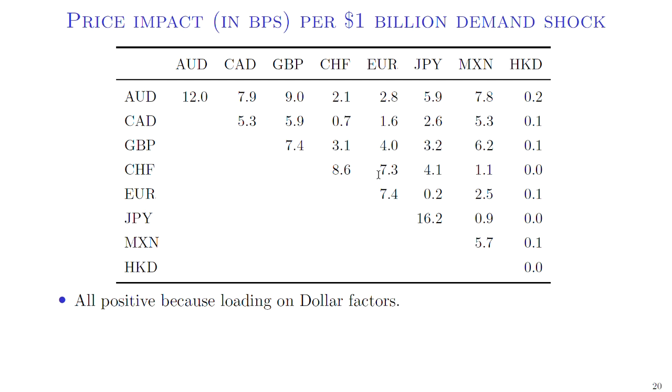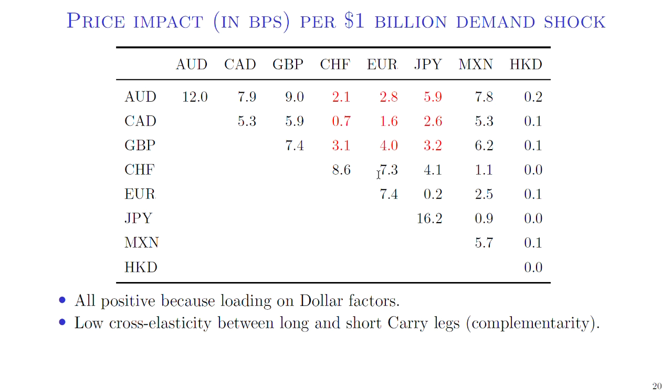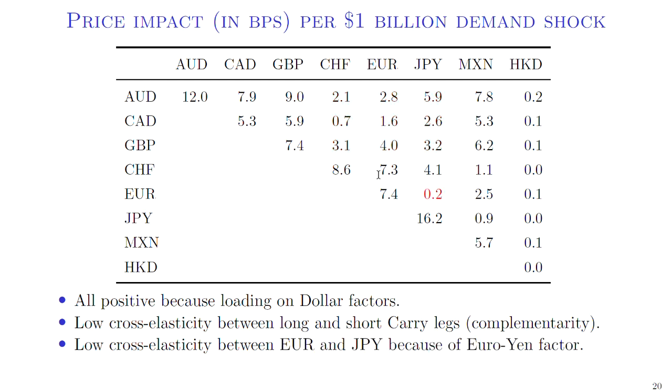And you can see, first of all, the numbers are positive. This is because everything loads on the dollar factor in the same direction. And second, if you look across the long carry leg and short carry leg, these red numbers are smaller compared to the remaining ones. It's because, exactly as we said, they're on the opposite leg of the carry trade. They complement or hedge each other in terms of the risk exposure to the carry factor. And third, you also see a very low elasticity between the euro and the yen, because they're on the opposite leg of the euro-yen factor.